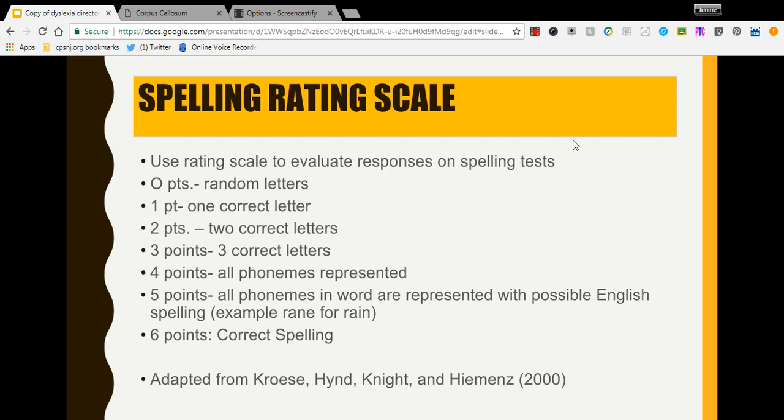Spelling rating scale. So you can use a rating scale to evaluate responses on spelling tests. This is a great way to look at students based on their developmental spelling levels. So those students that are at the pre-phonetic stage and we're moving to the phonetic stage, you can use this to monitor how much progress they're making. So you can read through this, but basically they would have 0 points if there's just random letters on a page, 1 point if they have one correct letter, 2 points for 2 correct letters. So you would want to see an improvement as you go through to earning 6 points for the correct spelling.